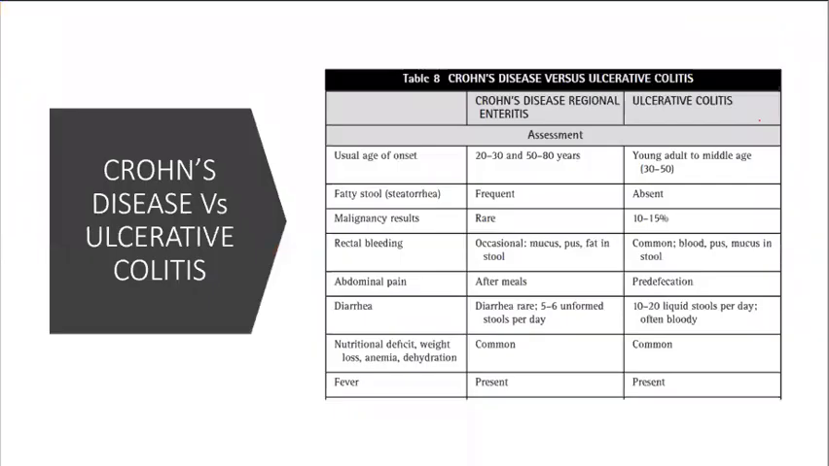So let's compare both of them and just look at the key features. One thing we're going to notice with Crohn's disease is there's usually fat in the patient's stool. You would look at the stool and it always contains fat, but that would be absent in ulcerative colitis. With malignancy, there's a very high chance that ulcerative colitis can progress to becoming malignant.